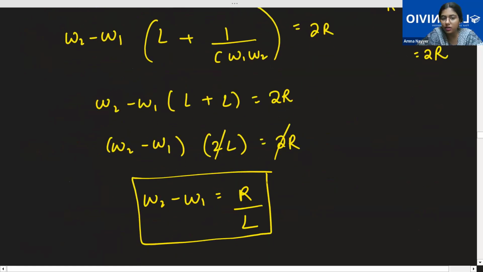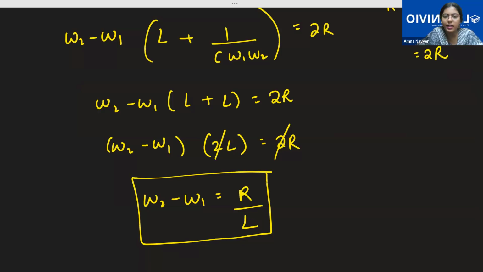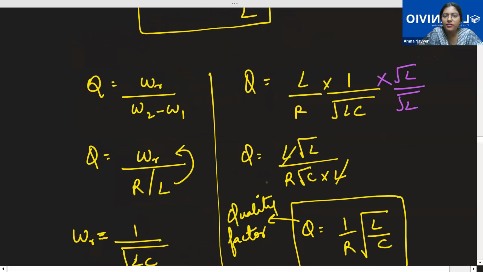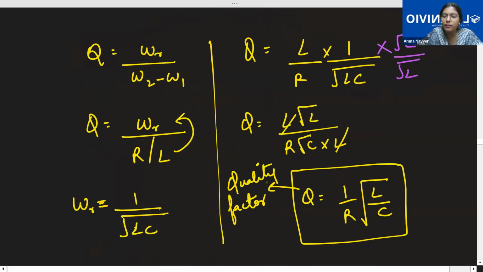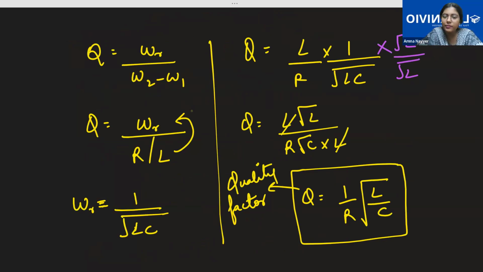So the bandwidth value is there. Omega 2 minus omega 1 is what? That's the bandwidth, resistance by inductance. So quality factor is the resonant frequency by the bandwidth. The bandwidth is R by L. L goes up. So we get the equation as L by R under root LC. Just to simplify it, we multiply and divide by root L to rationalize it. Root L into root L becomes L, which gets cancelled with this L. So finally the formula is 1 by R under root L by C.